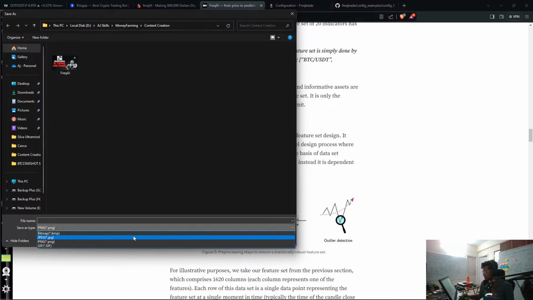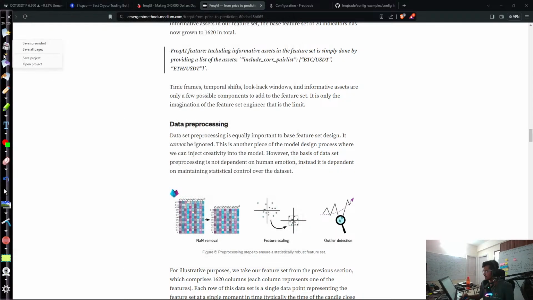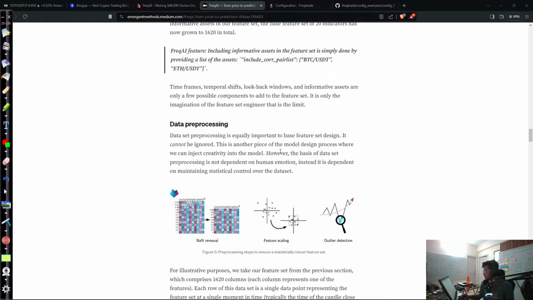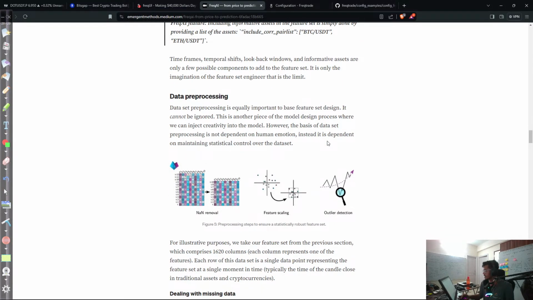All files, wait, what? Oh yeah, save all pages. So yep, just replace it. Yeah, so now we are up to data processing now. Okay.